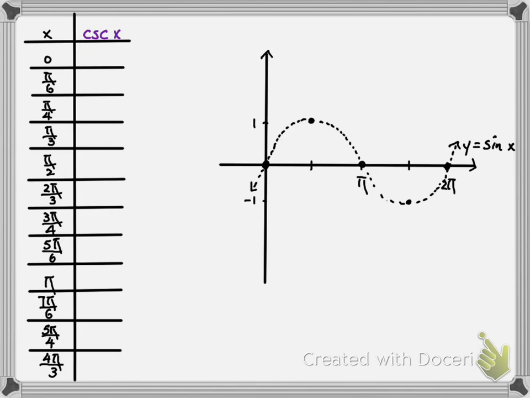Beginning with the xy table. When x equals 0, on the unit circle, the coordinate is (1, 0). So the cosecant function, which is the reciprocal of the sine function, gives us 1 over 0, which is undefined.